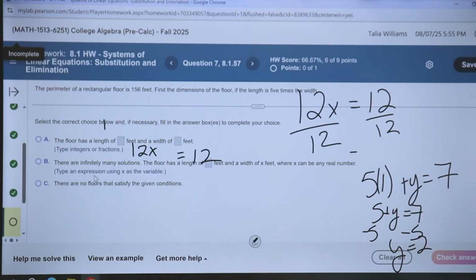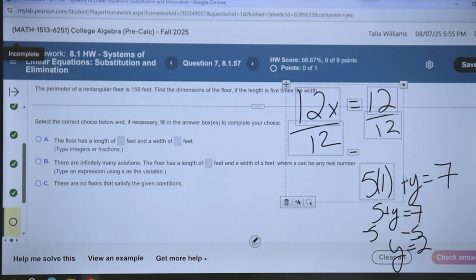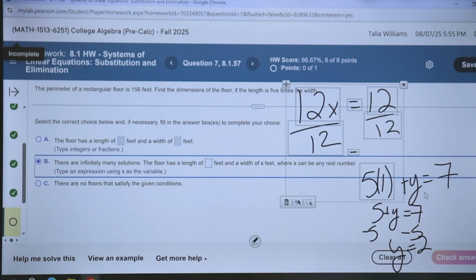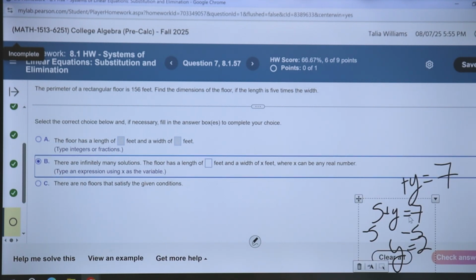Change up. Word problem. I know they're your favorites. On these word problems, I'm a visual person. I like to draw them out. So we're going to draw a picture.